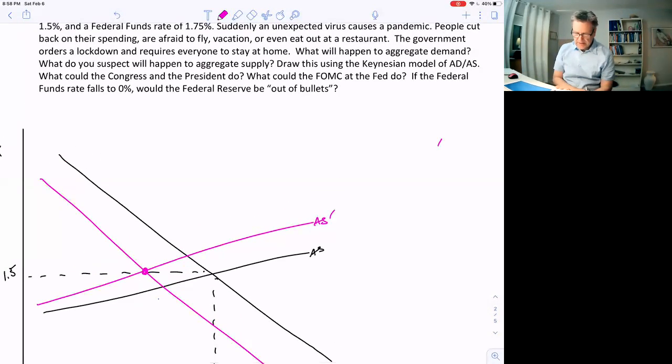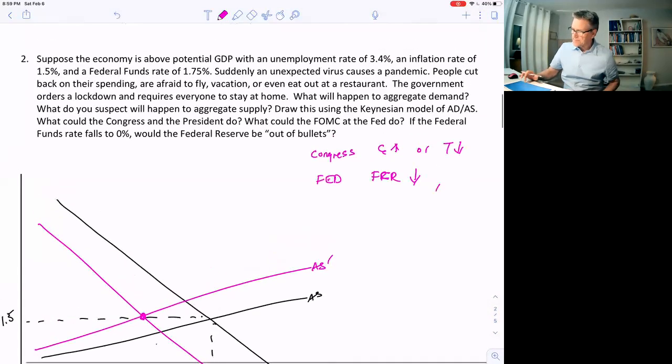So what could be done about this? Well, Congress and the president could increase government spending or lower taxes, and that's what they did. Trillions of dollars of spending and lowering taxes. What could the Fed do via the FOMC? Well, they could lower the federal funds rate. They could drop that.